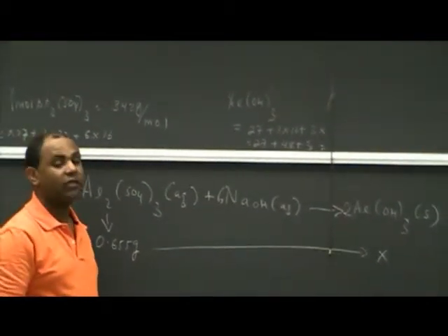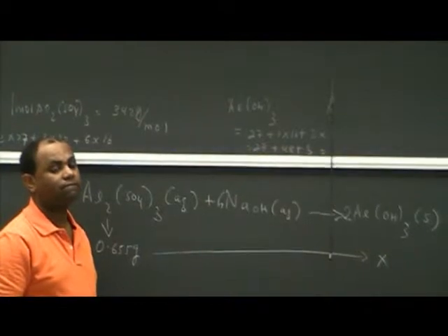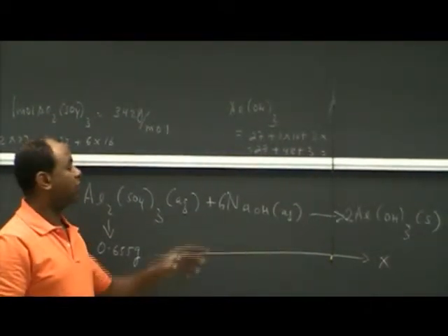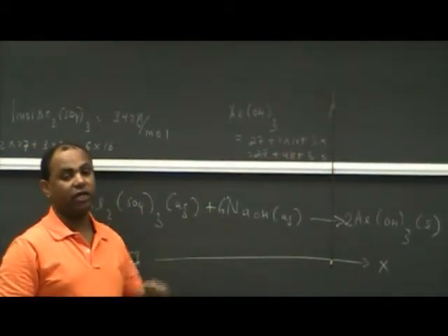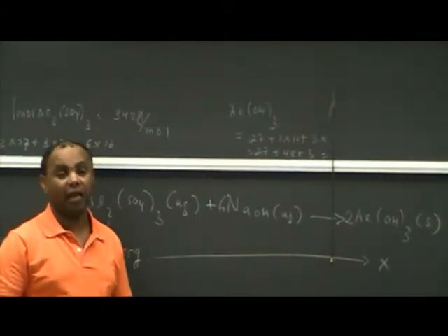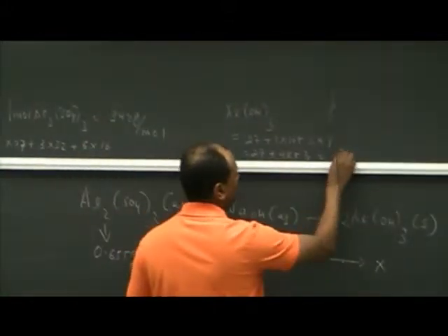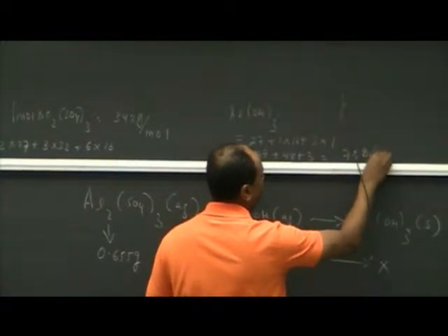Anybody can give me the answer? Yes. If you add 27 and 48 in 3, what do you get? 78. 78 grams per mole, right?